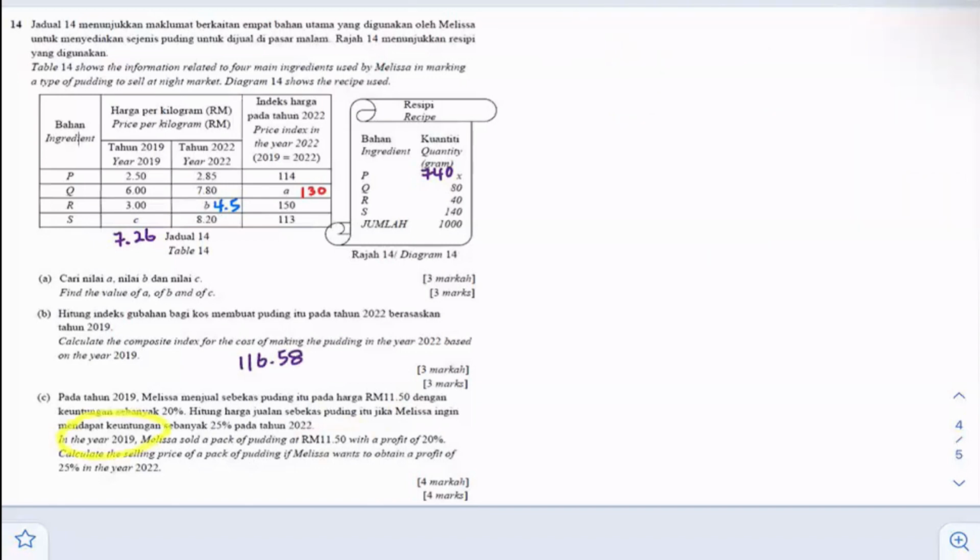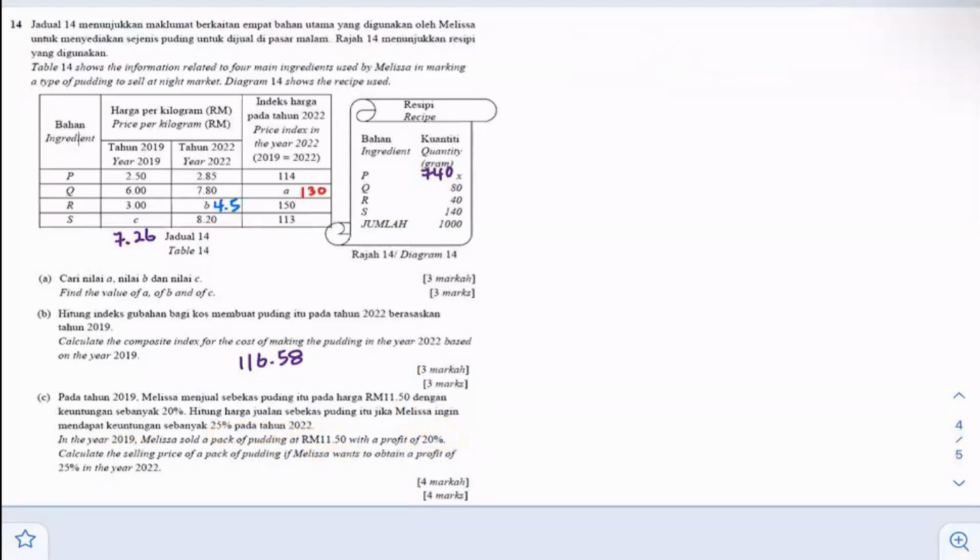Next, in 2019, the price of the pudding is 11.5 with a profit of 20%. So we have to calculate the selling price of the pudding if we want to obtain a 25% of profit in 2022. So first, we need to know what is the production cost of the pudding in 2019. So 11.50 is the one with profit. So we need to calculate if without profit, what is the production cost.